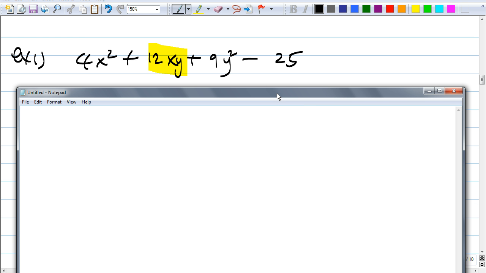Okay then, everybody try this example. 4x squared plus 12xy plus 9y squared minus 25. And I even highlighted that 12xy. You'll see why in a minute. Go ahead, everybody try.